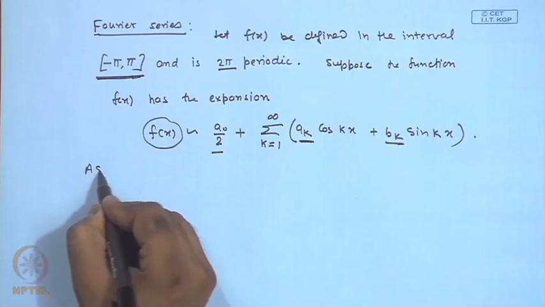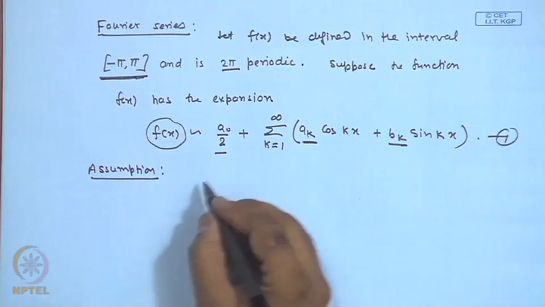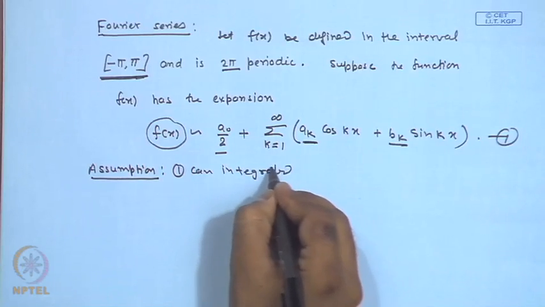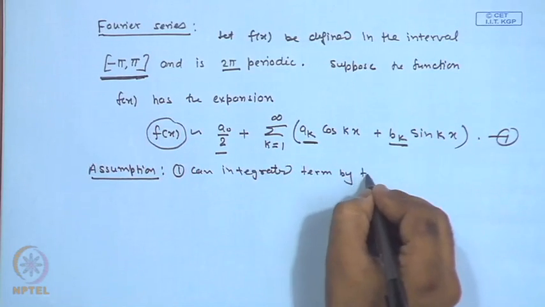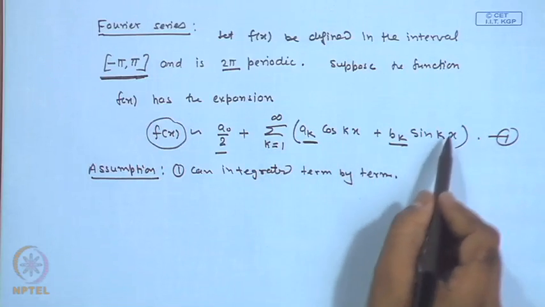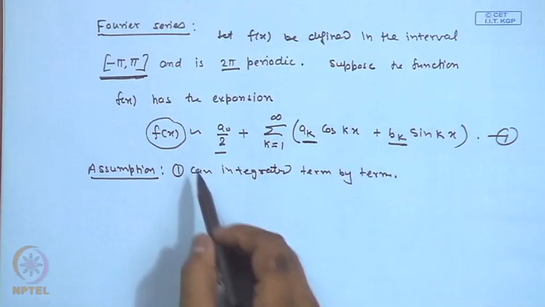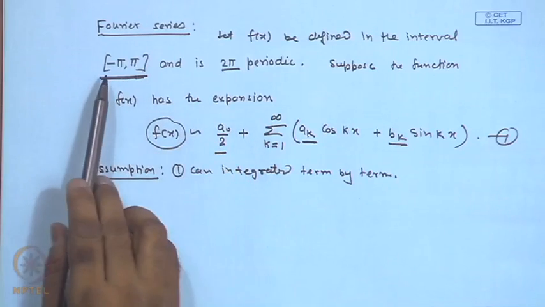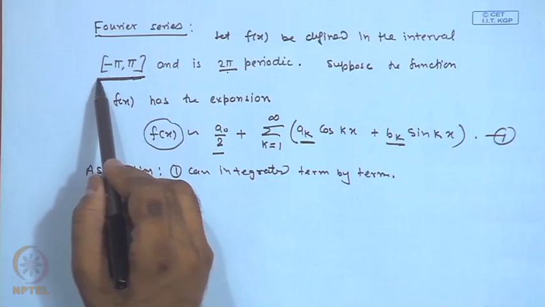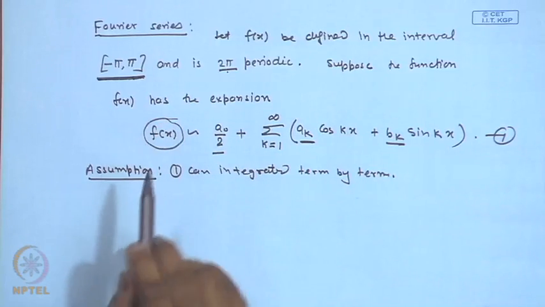For this we have taken one assumption, that the series here can be integrated term by term. That is, we have assumed that for the series the integral of the sum is equal to the sum of the integrals. So, now we integrate the series from minus pi to pi. For the general case of a function of period 2L, we will integrate from minus L to L, but in this case we integrate from minus pi to pi, and assume that the integral of the series is equal to the integral of f(x).